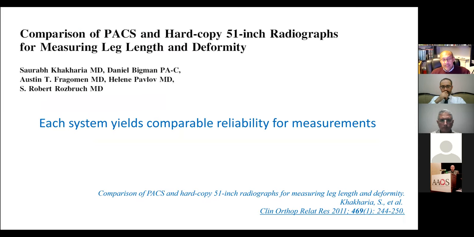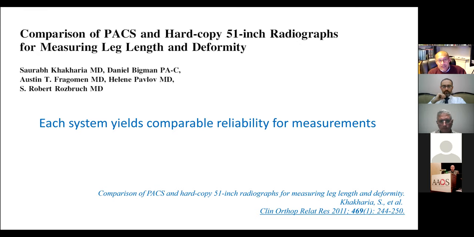There have been some studies comparing the digital domain and the analog domain. So in this study in 2011, they compared doing measurements directly on the X-ray film against doing it on PACS. And the answer from the study was the results were equivalent. You could get as accurate measurements by measuring directly off a calibrated X-ray as you can off PACS.